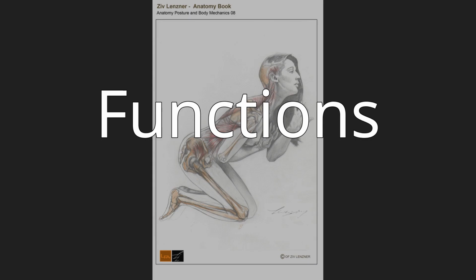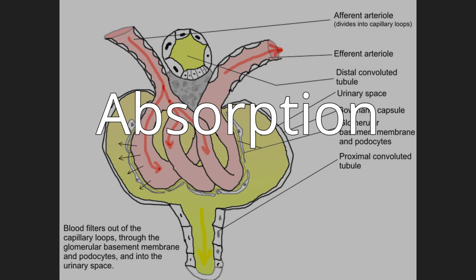Functions. Absorption. The proximal tubule efficiently regulates the pH of the filtrate by exchanging hydrogen ions in the interstitium for bicarbonate ions in the filtrate. It is also responsible for secreting organic acids, such as creatinine and other bases, into the filtrate. Fluid in the filtrate entering the proximal convoluted tubule is reabsorbed into the peritubular capillaries.